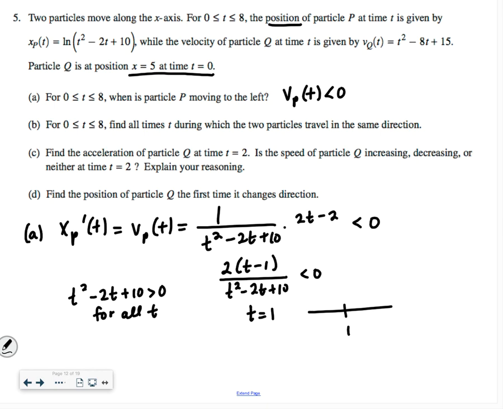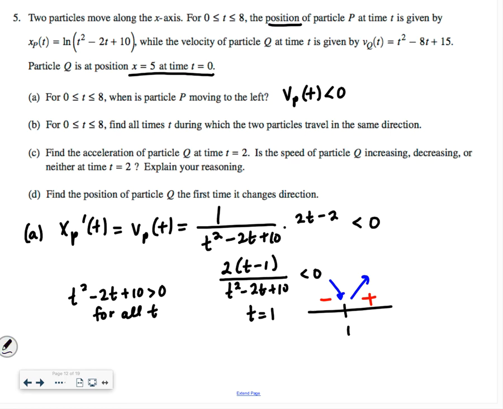So if I plug in like 0 into this, remember the bottom is always positive, so I have a negative on top. And then if I plug in something like 2, I end up getting a positive on top. So we're decreasing and then we're increasing. Okay, so it's moving to the left when we have the v subscript p is less than 0, right? So it's anything that's less than 1.